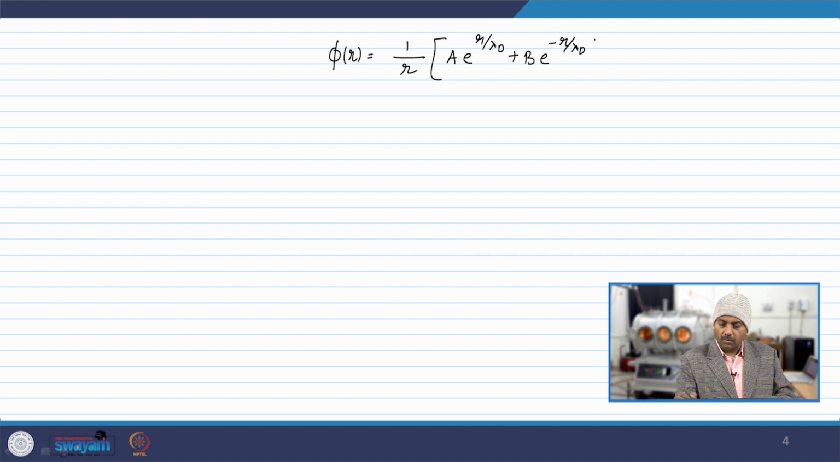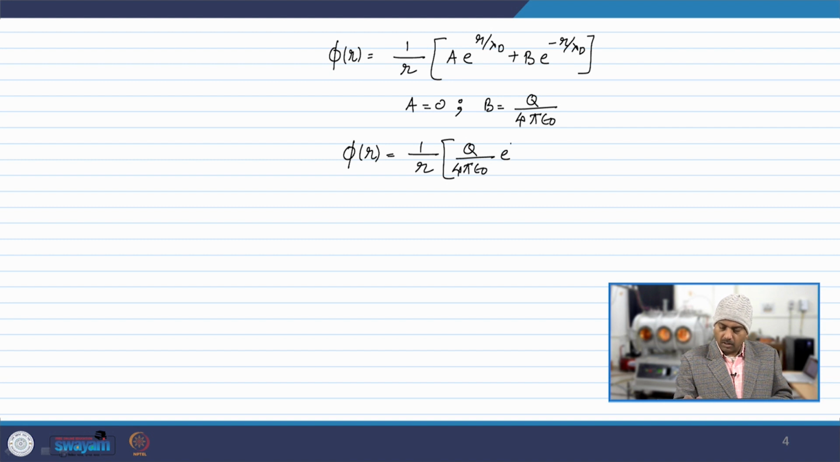right. Now, going back and using both these things together, we can realize that phi of r is 1 by r a e to the power of r by lambda d plus b e to the power of minus r by lambda d. Using the fact that a is 0 and b is q by 4 pi epsilon naught, phi of r can be written as 1 by r q by 4 pi epsilon e to the power of minus r by lambda d, right. Let us say, so what are the parameters that we have here?